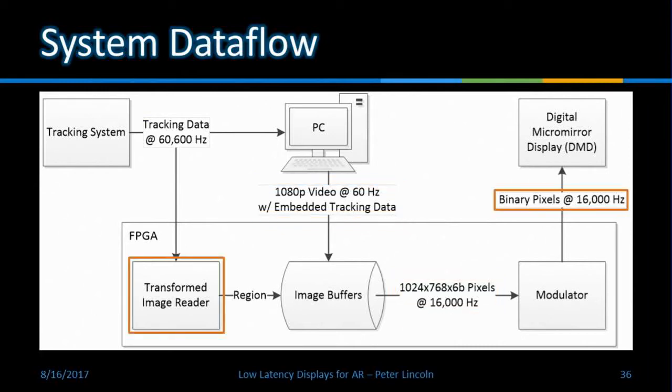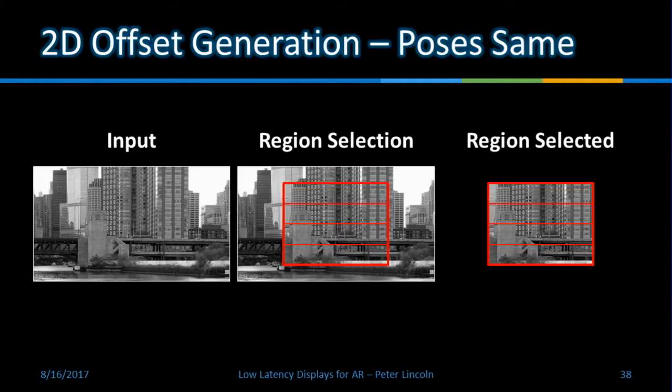And the display's FPGA system is transforming the image and feeding binary pixels to the DMD. Let's take a look at how that transformation works and why we need the PC to render a larger field of view. So this is how we're generating the images. Suppose first that there was no difference between the live tracking pose and the GPU rendered image tracking pose. Now in this case, we're going to just take the center of the image, and that data is going to get passed on to the modulator.